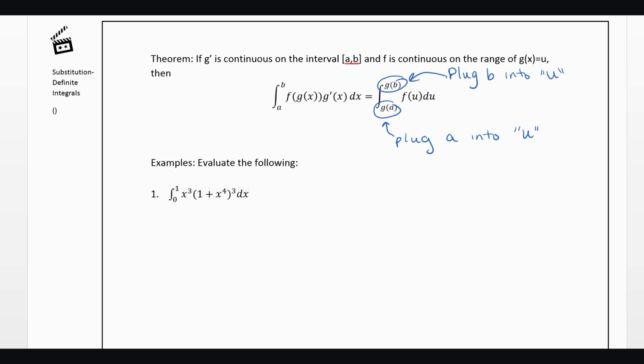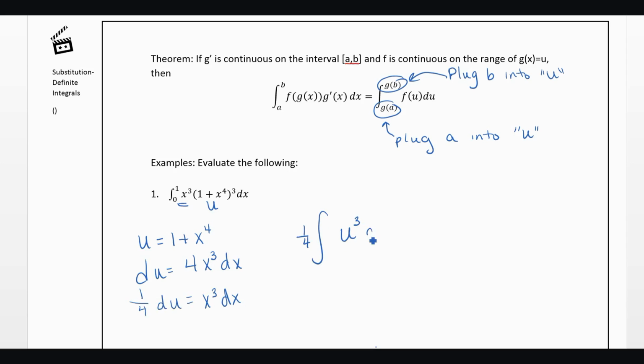Here we want to do the integral from 0 to 1 of x cubed times (1 plus x to the 4th) cubed dx. We're going to let u be the stuff inside the cube, so u is 1 plus x to the 4th. So du is equal to 4x cubed dx. Now notice we don't have a 4x cubed, we just have x cubed. So we divide both sides by 4 and say 1/4 du is equal to x cubed dx. So we can do our substitution now: we would have 1/4 out in front and then u cubed du.